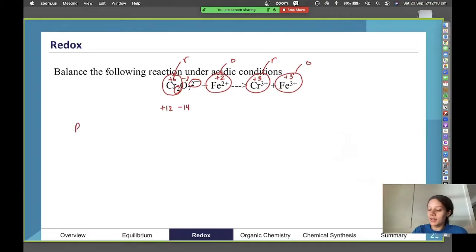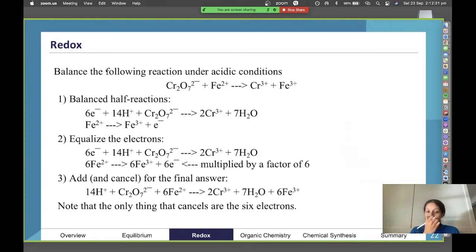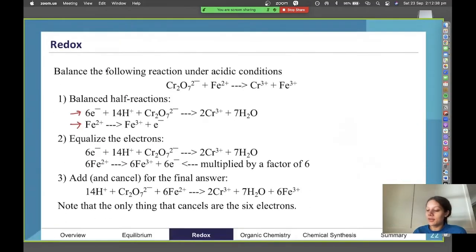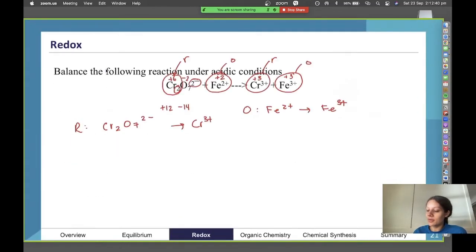So that means if we had to write out our full reduction half equation there, it would be Cr2O7 2- giving you Cr3+. Then our one for oxidation would be Fe2+ giving you Fe3+. So over here, we have the full balanced half reaction for both of them. But what we'll do first is step you through the balancing process for each individual half equation.